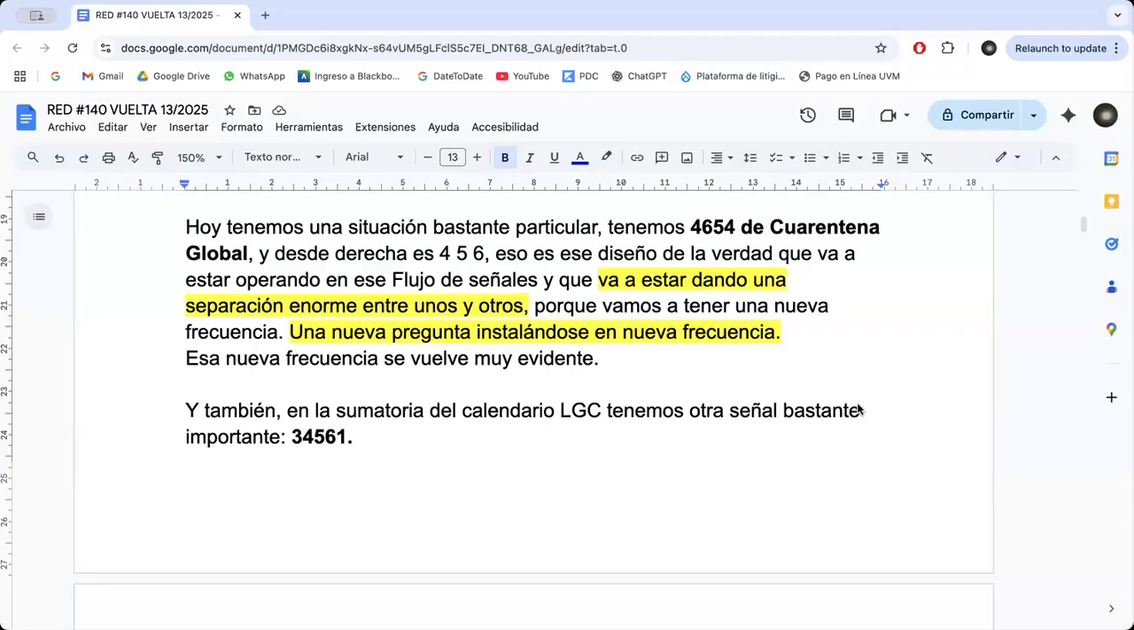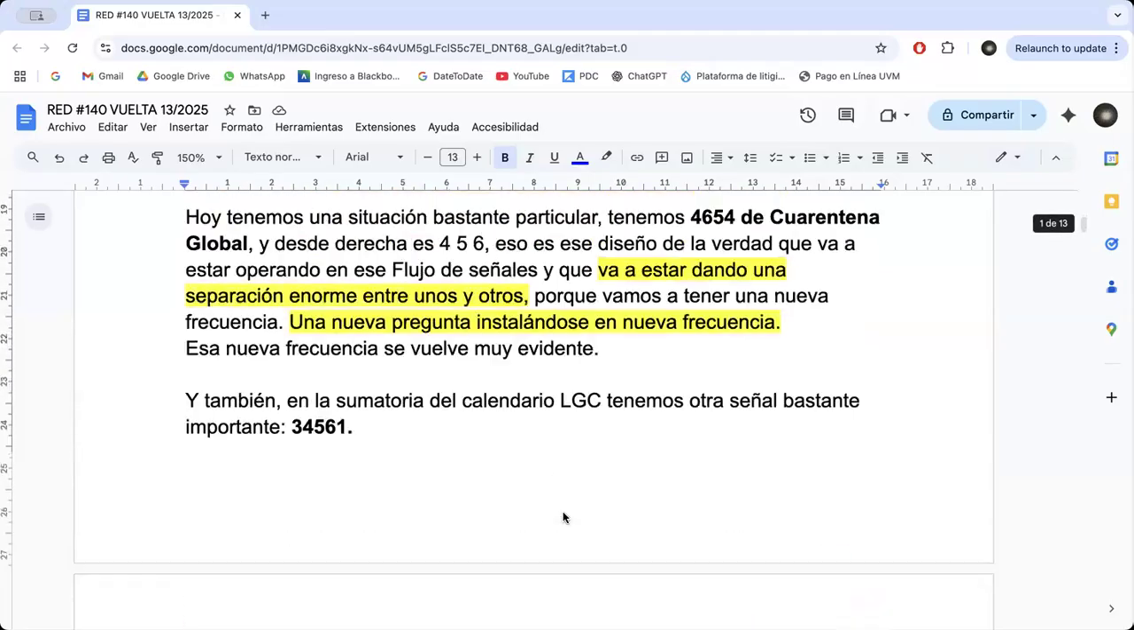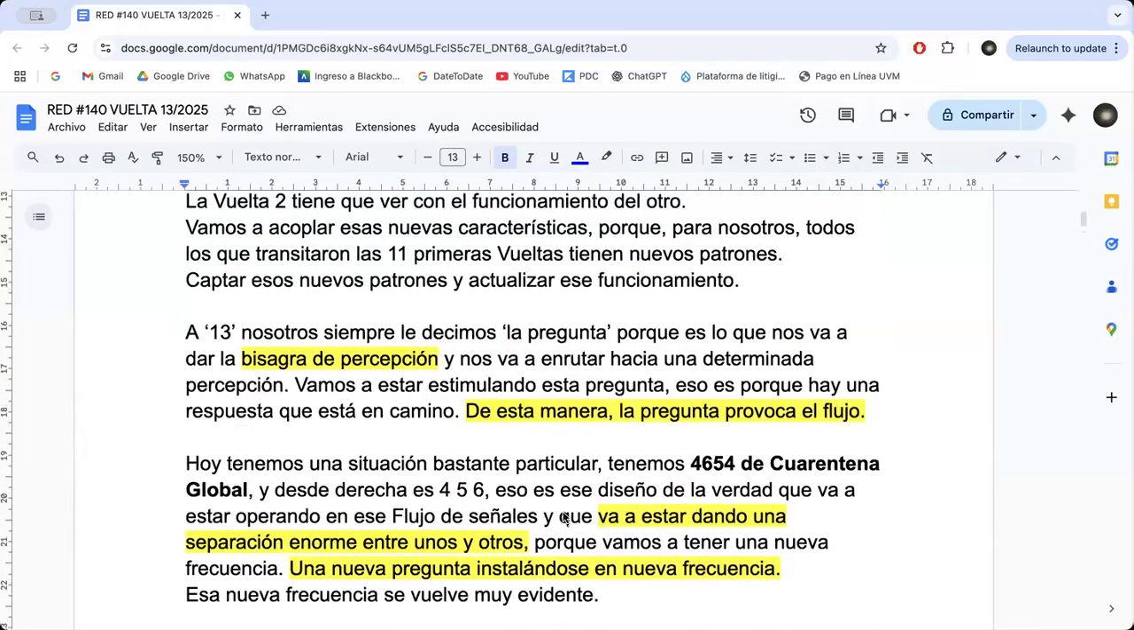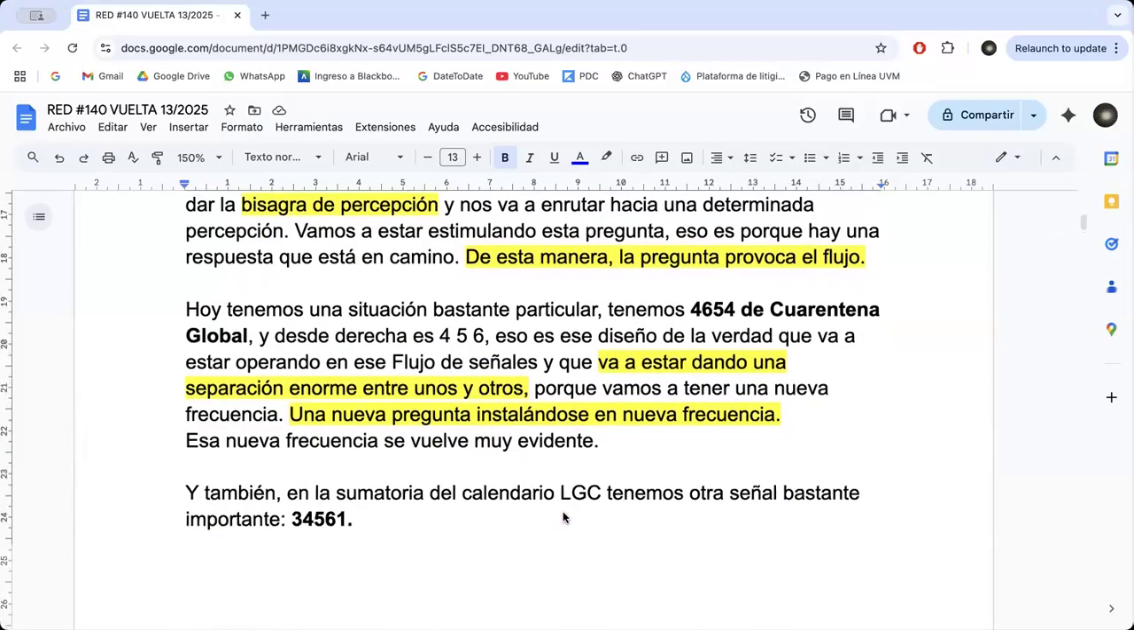A new question installing itself in a new frequency. So that new frequency is going to become very evident, okay? That's why she says separation between ones and others, because each person is going to have a specific frequency installing. Earlier she said about picking up new patterns and updating that functioning, right? So that has to do with that.